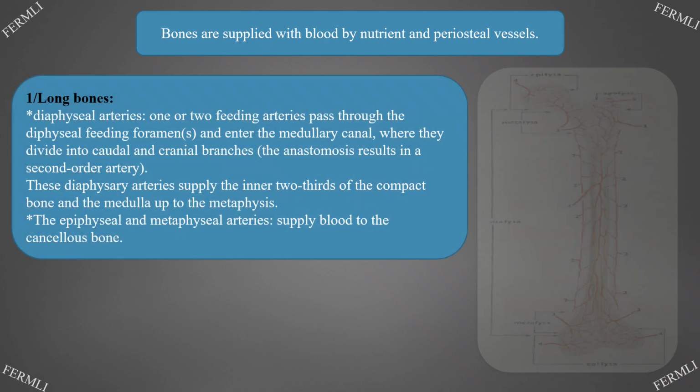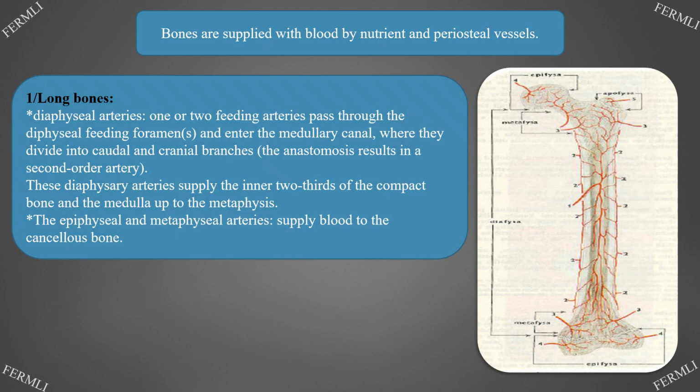1. Long bones. Diaphyseal arteries. 1 or 2 feeding arteries pass through the diaphyseal feeding foramens and enter the medullary canal, where they divide into caudal and cranial branches. The anastomosis results in a second-order artery. These diaphyseal arteries supply the inner 2/3 of the compact bone and the medulla up to the metaphysis. The epiphyseal and metaphyseal arteries supply blood to the cancellous bone.